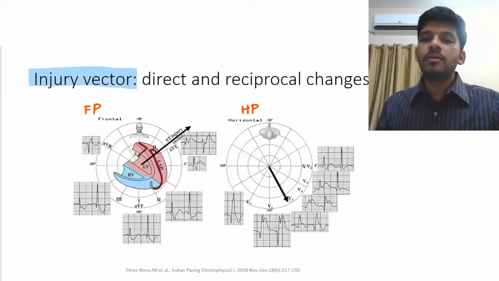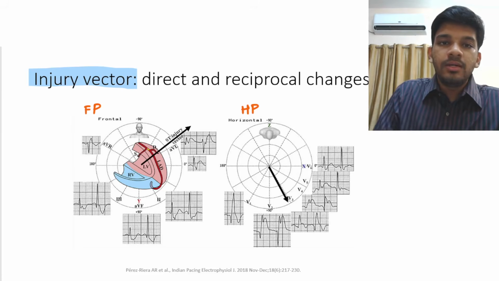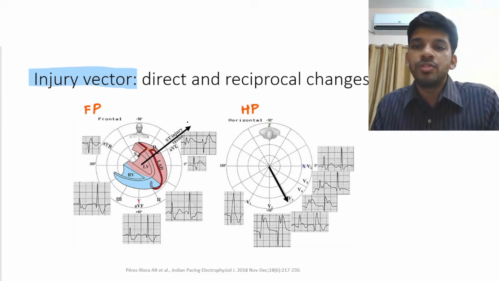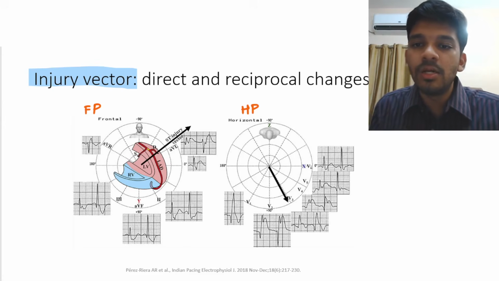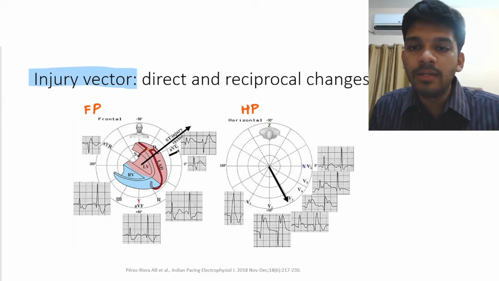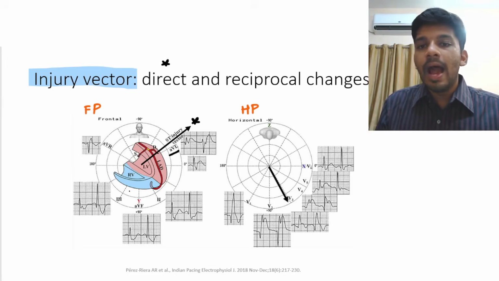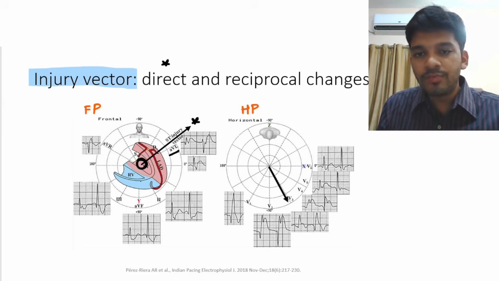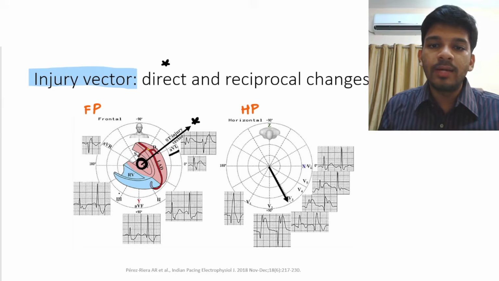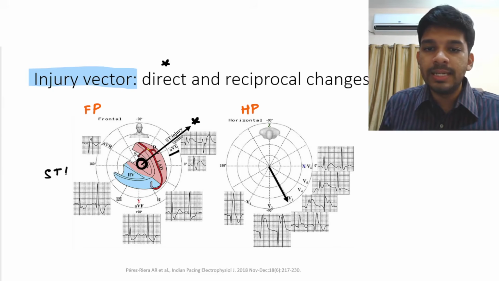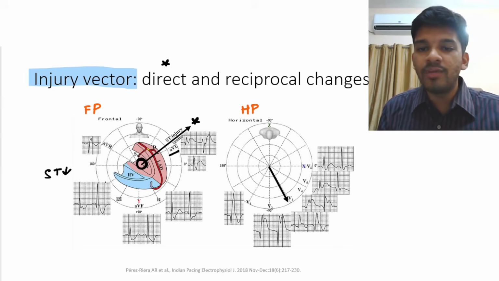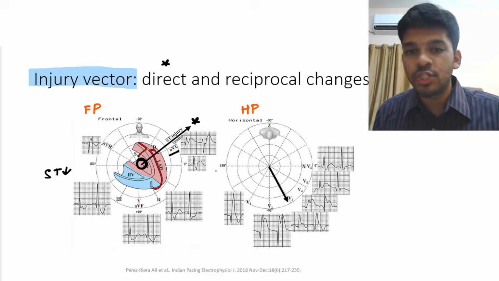So where do you get the direction of the injury vector? That is the place where you will get ST elevation. So the ST injury vector is in this direction. So you will get elevations in lead 1 and lead AVL. These are the places where you will get a direct ST injury change. And if you look at the negative tail of this vector, this is where you will start to get reciprocal change. So ST depressions in leads 3, 2, AVF, and AVR are what you might get in such cases.